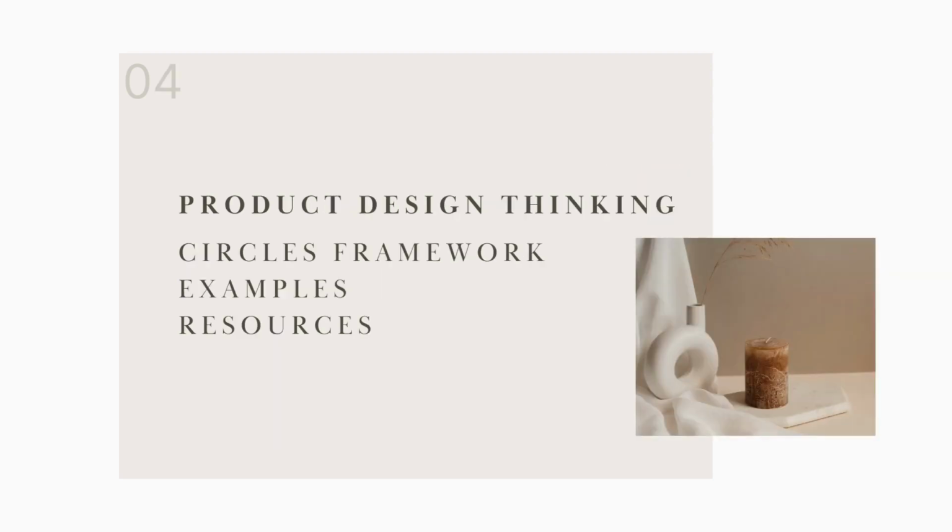Topic number 4 is product design thinking. This is also one of the most common types of questions, in which you will have to come up with the design of a particular product. These questions are of the kind design X for Y, such as design a watch for blind people, design a fridge for kids, or design Netflix for kids.